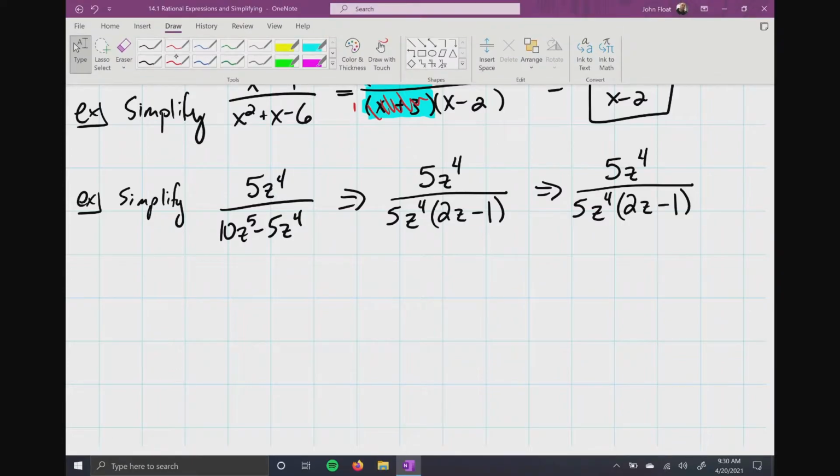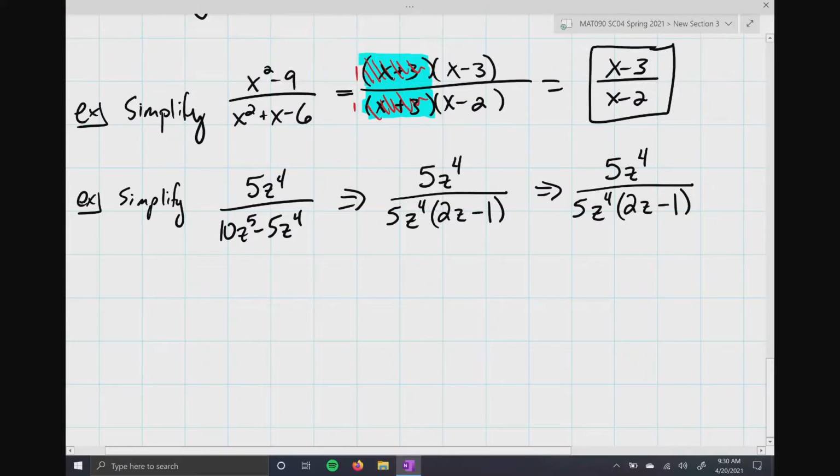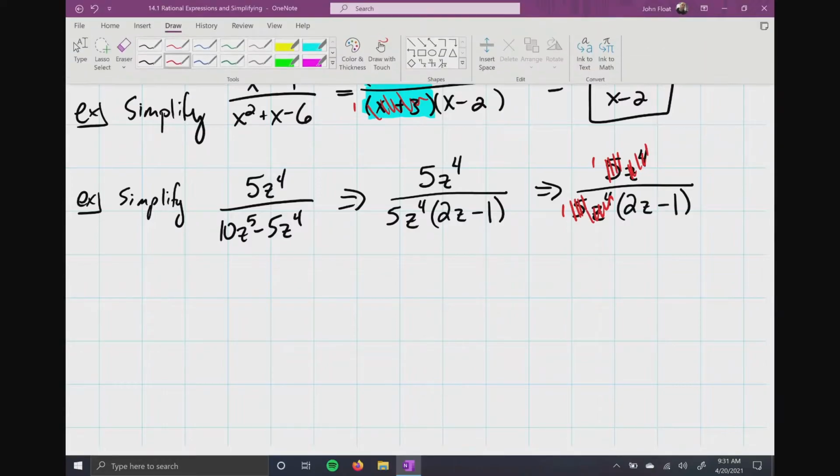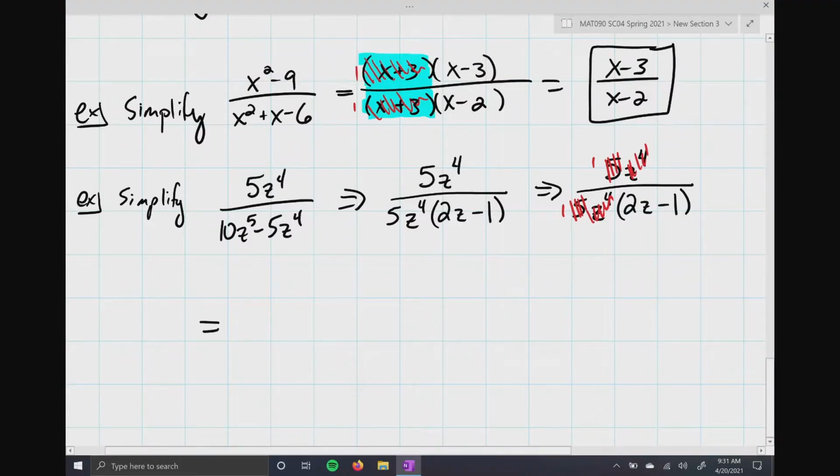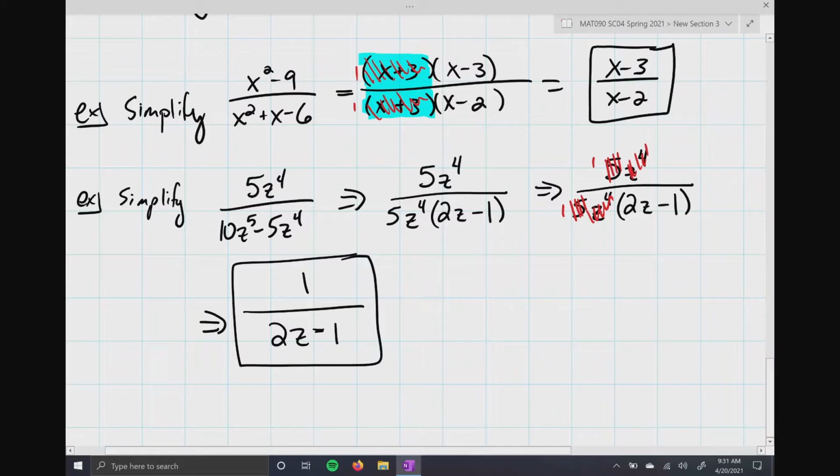So I get up my little red marker. I see a 5 in the numerator, 5 in the denominator. That's gone. That turns to a 1 and a 1. Z to the fourth, z to the fourth, they turn into a 1 and a 1. Now, nothing reduces that 2z minus 1, and that's what's left over. So my end result is going to be 1 over 2z minus 1. And that's it. Are there any questions with how I did this?